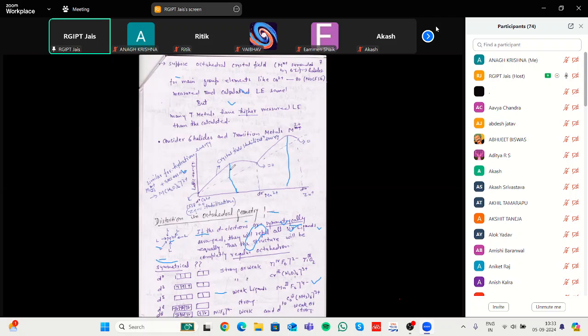And similarly, in case of hydration energy, it is almost similar. Almost similar means that as Z effective increases, hydration energy increases. That is directly proportional to the CFSE.